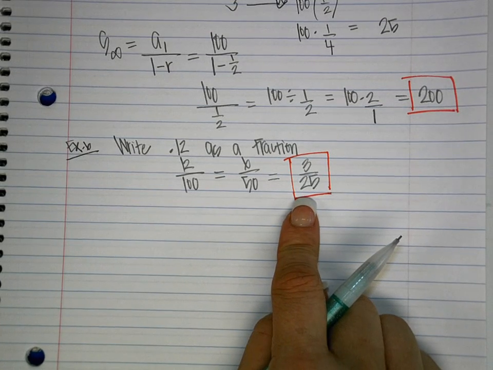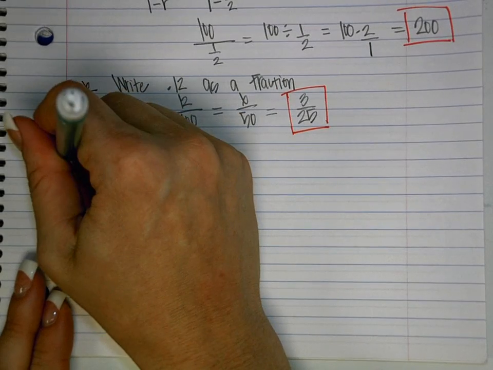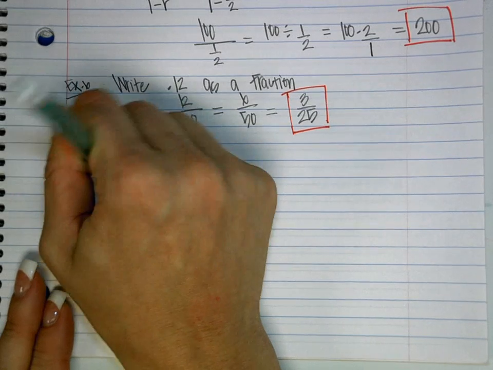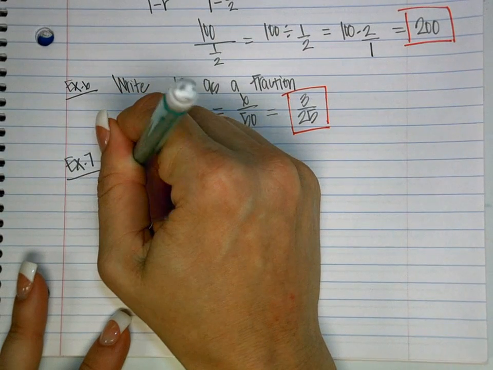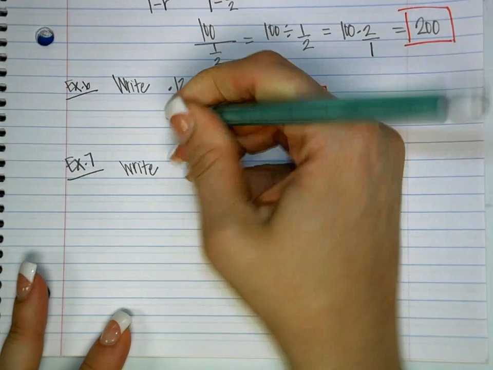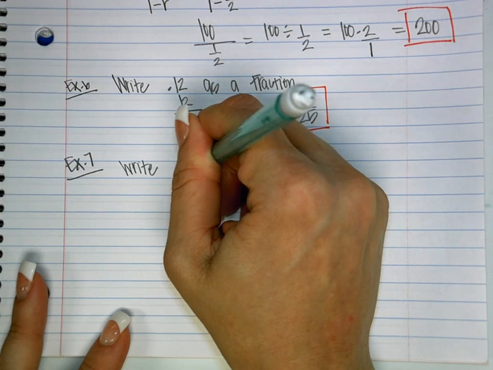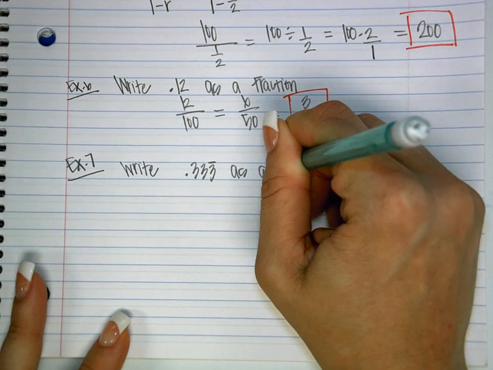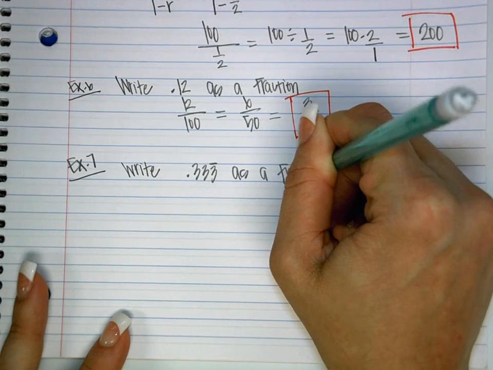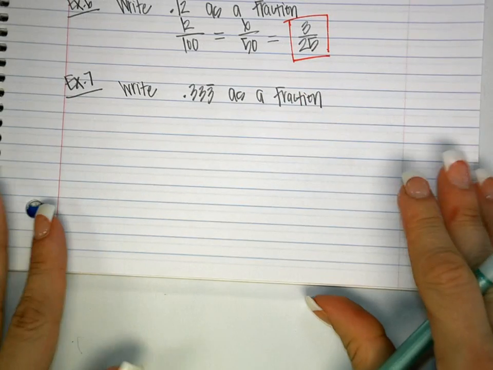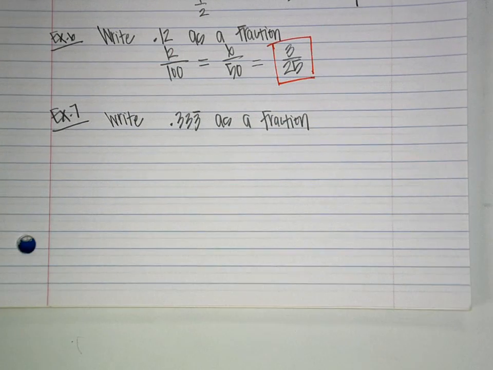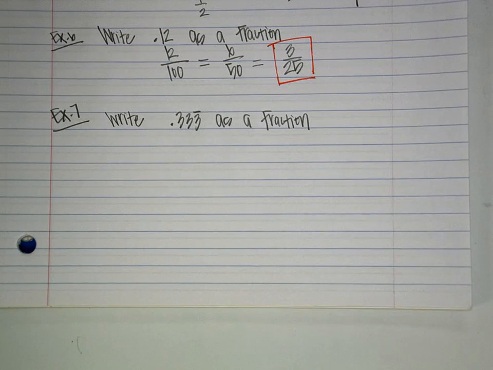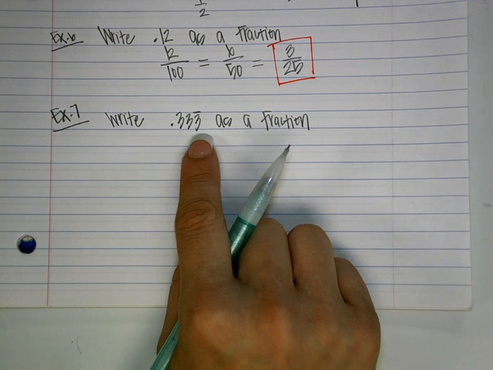Now, next one I want you to do, we're going to learn how to write a repeating decimal as a fraction. Write this repeating decimal as a fraction. Most of you probably already know the answer to this, but you don't know why. What is 0.33333 repeating as a fraction?